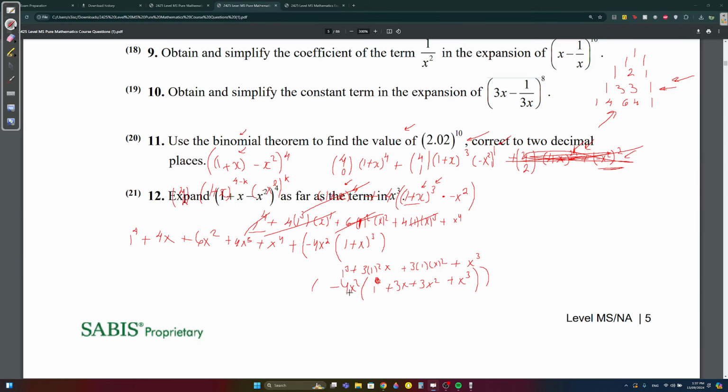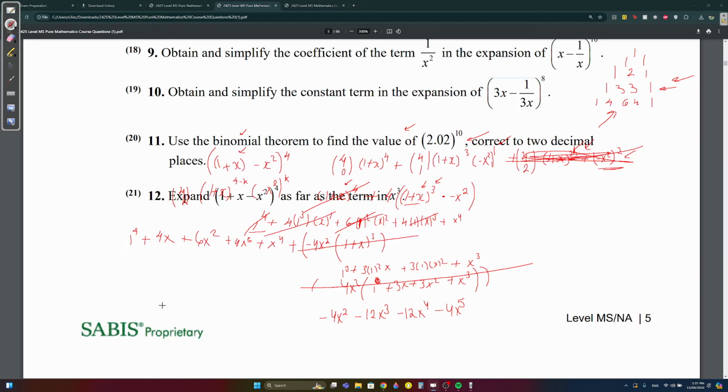I'm going to take this up. Minus 4x squared times 1 is minus 4x squared. Minus 4x squared times 3x is minus 12x cubed. Minus 4x squared times 3x squared is minus 12x to the power of 4. Minus 4x squared times x cubed is minus 4x to the power of 5. Okay, we're done with all of this.